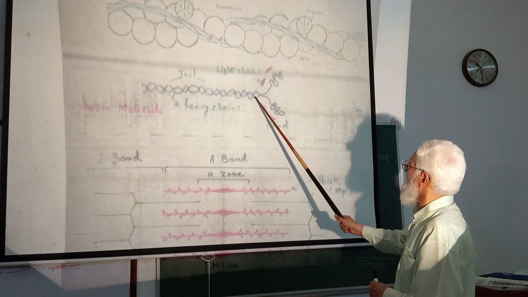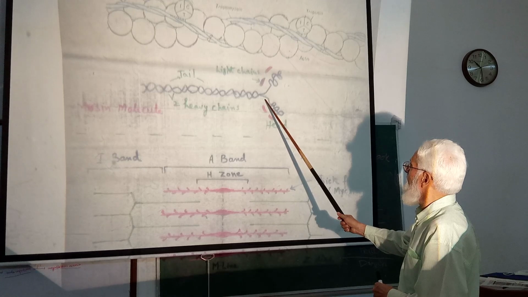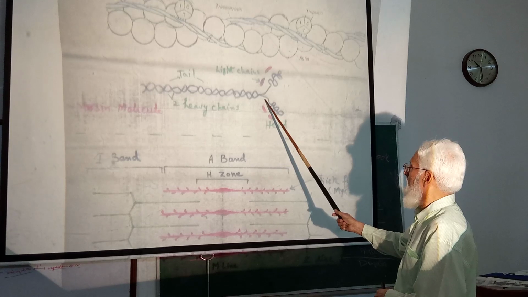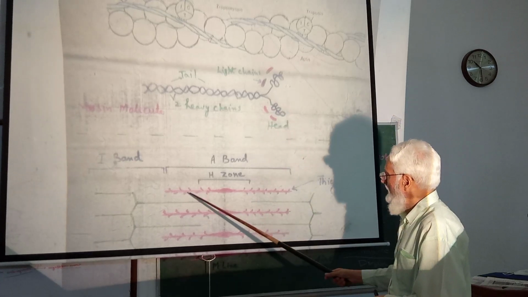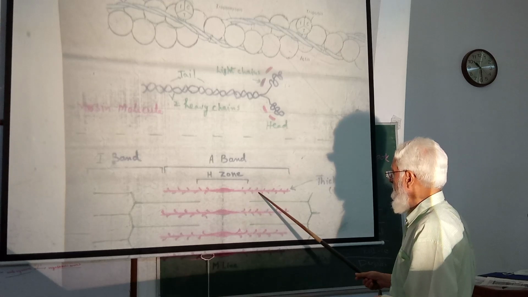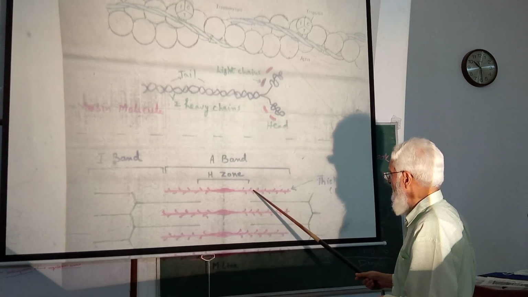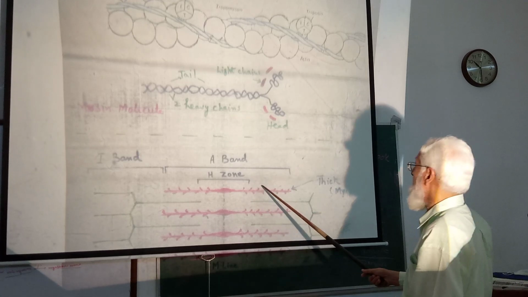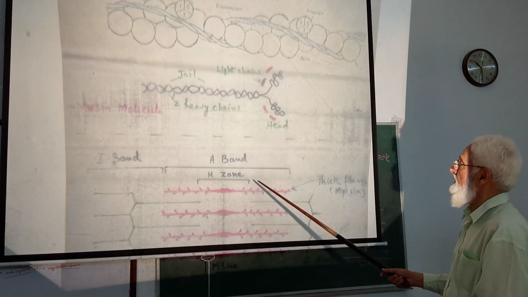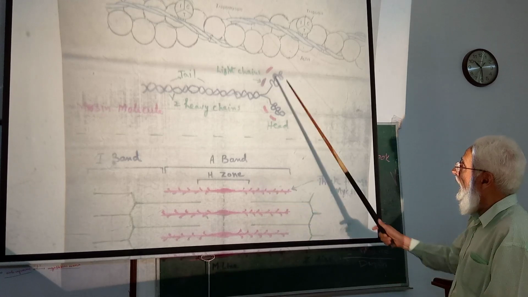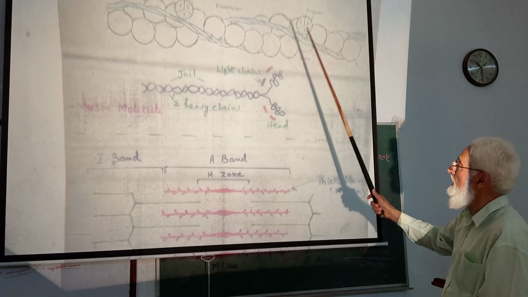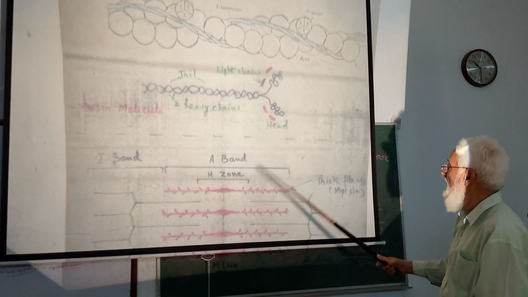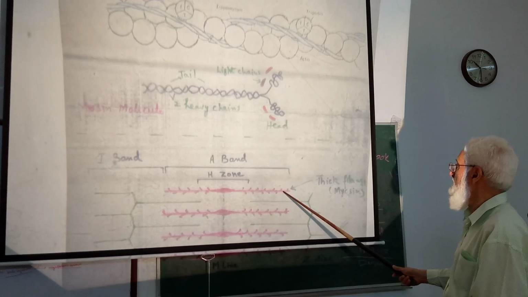The arm and head portion is called the CrossBridge. You see the myosin molecule having small projections from its sides, and these projections are called CrossBridges. What is a CrossBridge? A CrossBridge is the arm and head portion of the myosin molecule which projects out from the side of the myosin filament.